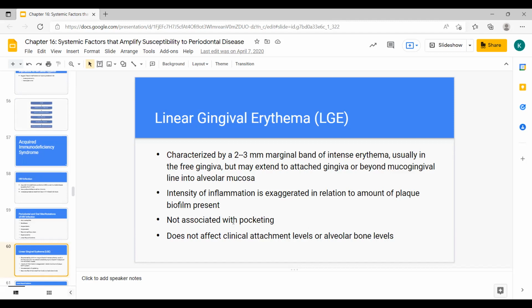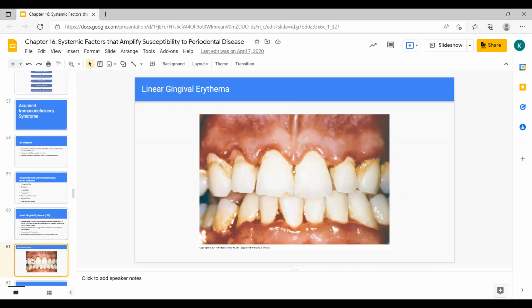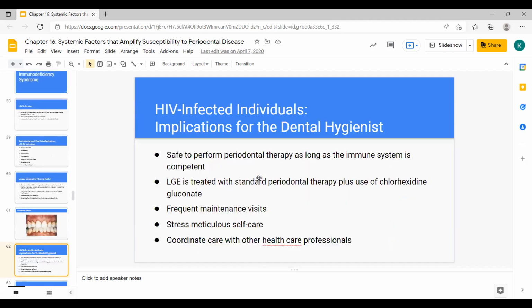Typically not associated with pocketing, doesn't affect clinical attachment levels. This is a photo of it. This looks a little bit more NUP because of the punched-out papilla and the pseudomembranous layer. Safe to perform periodontal therapy as long as the immune system is competent. We want to have frequent maintenance visits, stress meticulous self-care, and coordinate with other health professionals.